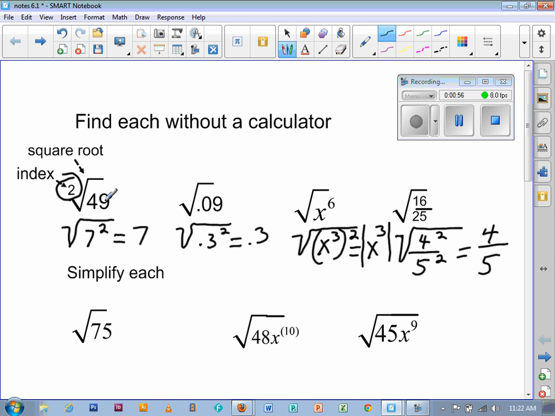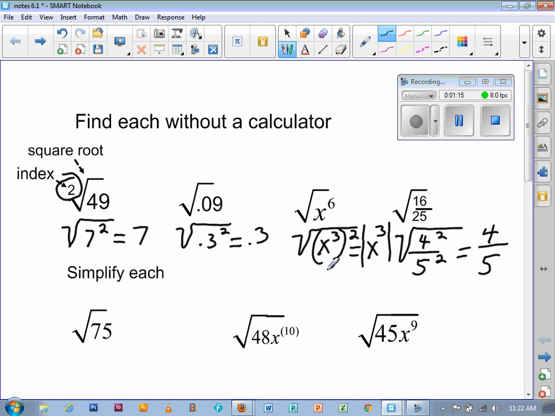And what it means when we calculate the square root of 49, we're asking what number to the second power is 49. And as you can see, I can rewrite the square root of 49 as 7 squared, which becomes 7. With the square root of 0.09, that's a perfect square decimal. It's 0.3 squared, which is 0.3.